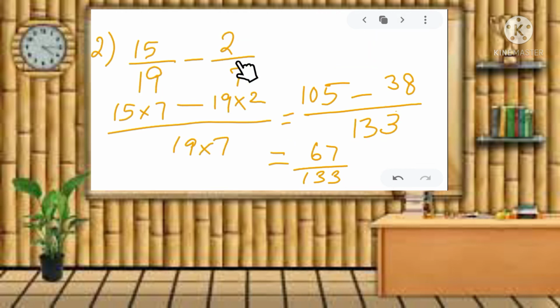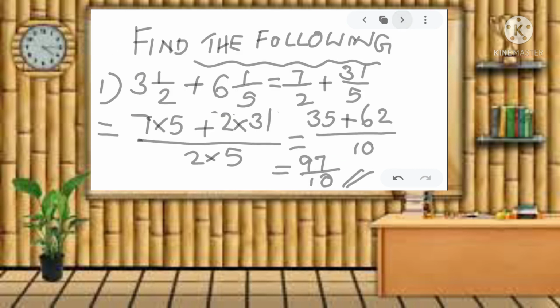15 by 19 minus 2 by 7. 15 into 7 minus 19 into 2 by 19 into 7. Cross multiplication. 15 into 7 minus 19 into 2. So it is 105 minus 38 by 133. So it is 67 by 133. So let us do some more questions.